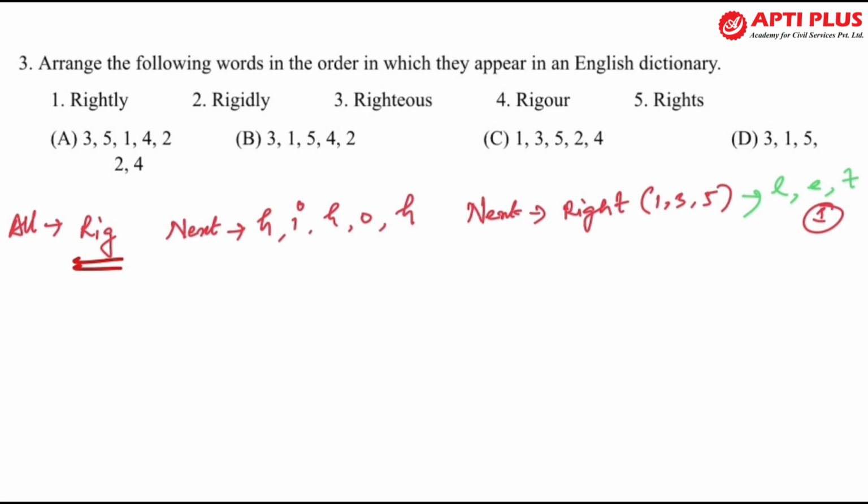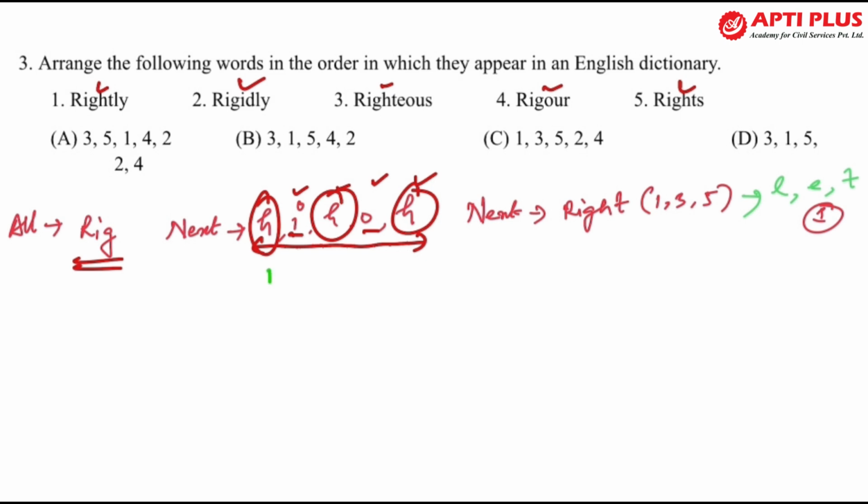That means we have to find the next alphabet which is after the G. So after the G there is H in the first word, and there is I in the second word, and then there is H in the third word, there is O in the fourth word, there is H again in the fifth word. That means among all these alphabets, what will come first is H. So A F G H I J K L M N O, that means H will come first. That means these three lettered words will come first before these. So these words are 1, 3 and 5.